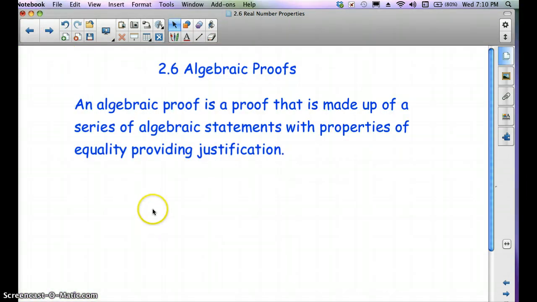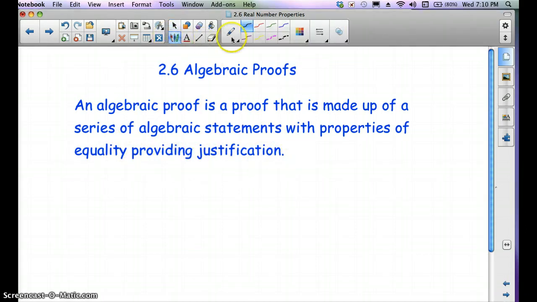So what is an algebraic proof? It's a proof that is made up of a series of algebraic statements with properties of equality providing justification, and that's the big part here. We are justifying what we're doing. And that's all a proof is. It's just saying, why did you just do the step that you did? What's your reasoning behind it?